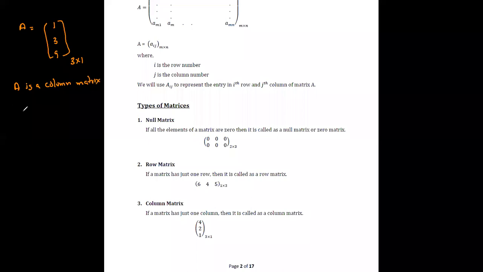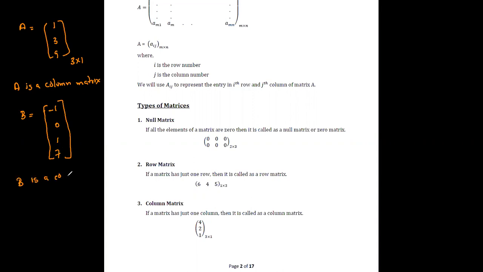If I take another example, B is equal to -1, 0, +1, and 7. Then we may say that B is a column matrix. Here we can see that there are 4 rows and 1 column. Since there is only one column, such a matrix is said to be a column matrix.